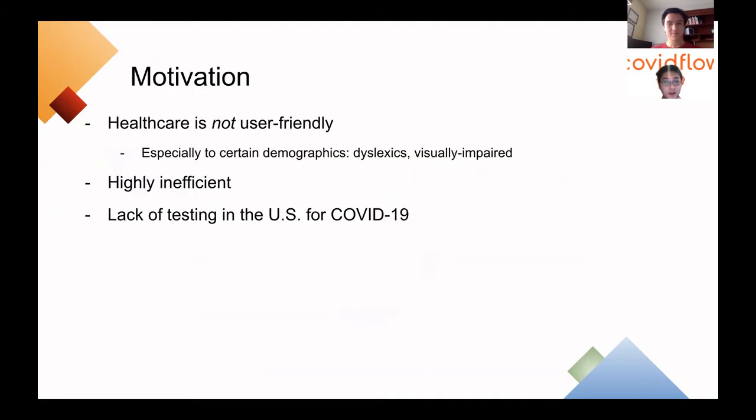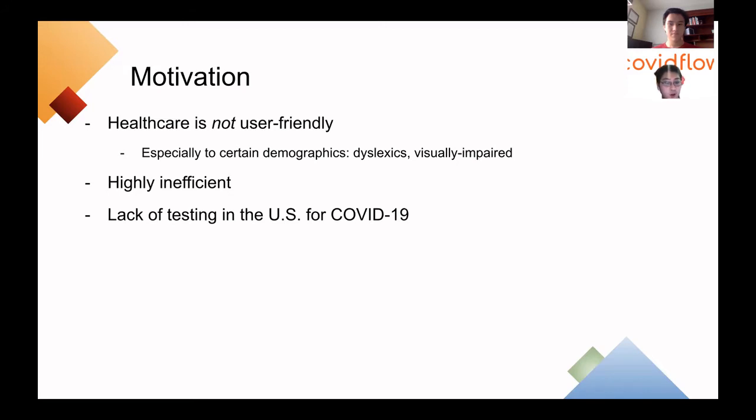So, as many people know, healthcare is generally not a very user-friendly interface, especially for certain demographics who tend to be most affected in pandemics like COVID-19. These are the visually impaired, dyslexics, and those who are not as technologically savvy, such as the elderly population. As many have experienced, the healthcare system in general is highly inefficient with very long waiting times, transportation, all just for a 5 to 10 minute doctor consultation.